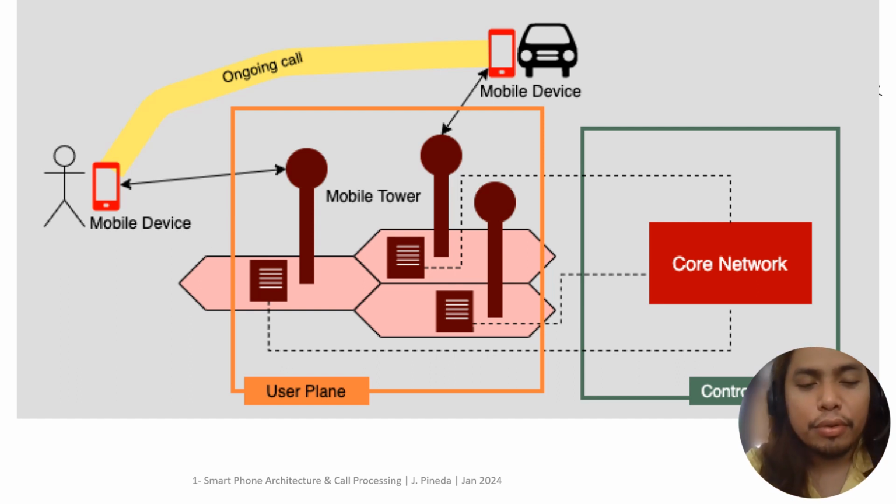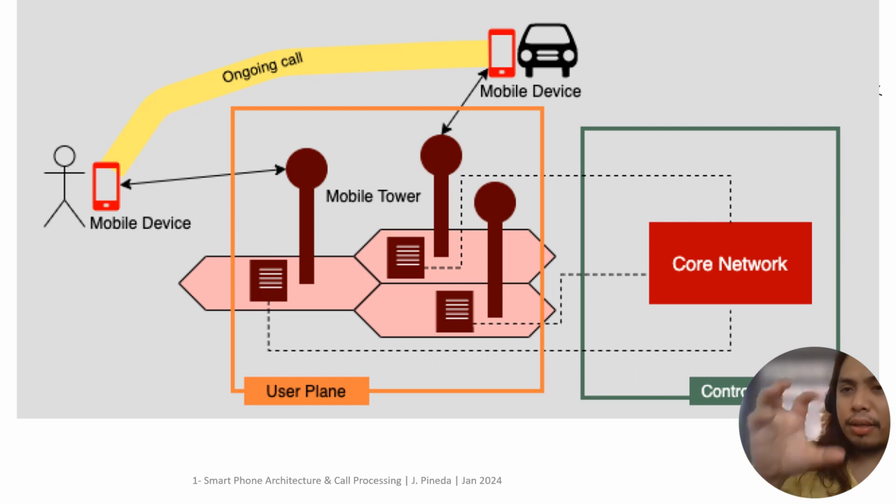So you have your control and user plane, right? The user plane, okay, is where you have an interface with the different mobile towers, and then for the control plane, there is access to the core network.